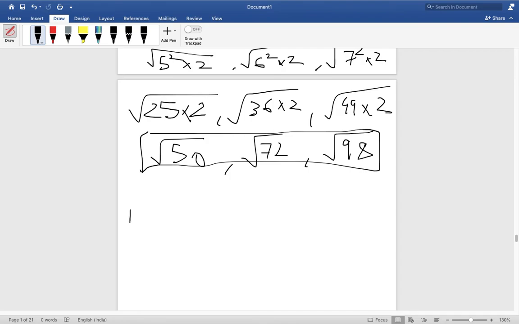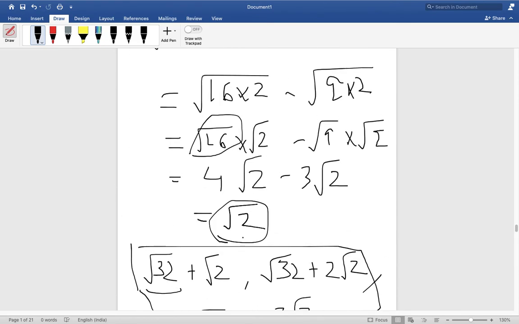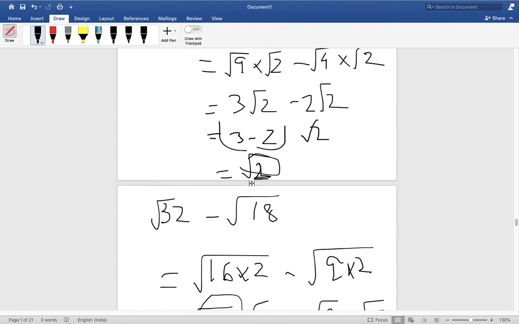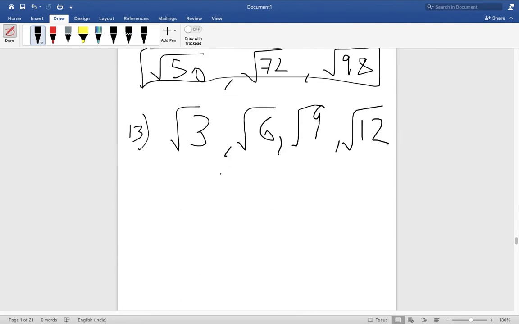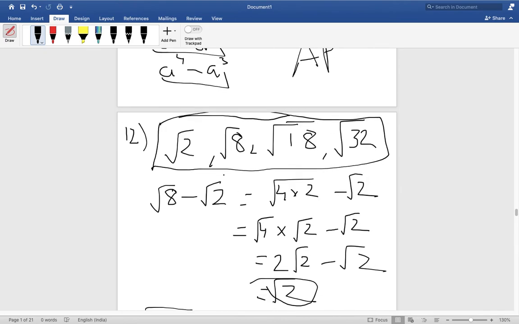Now this is part 13. We got root 3, root 6, root 9, root 12. So are these an arithmetic progression? Is it like the last problem where we had root 2, root 8, root 18, root 32, and it turned out to be an arithmetic progression? We got a similar problem over here: square root of 3, square root of 6, square root of 9, square root of 12. Are we adding just square root of 3 to each of these terms? So maybe this is an AP. It looks like an AP. That one didn't look like an AP, but it turned out to be an AP.